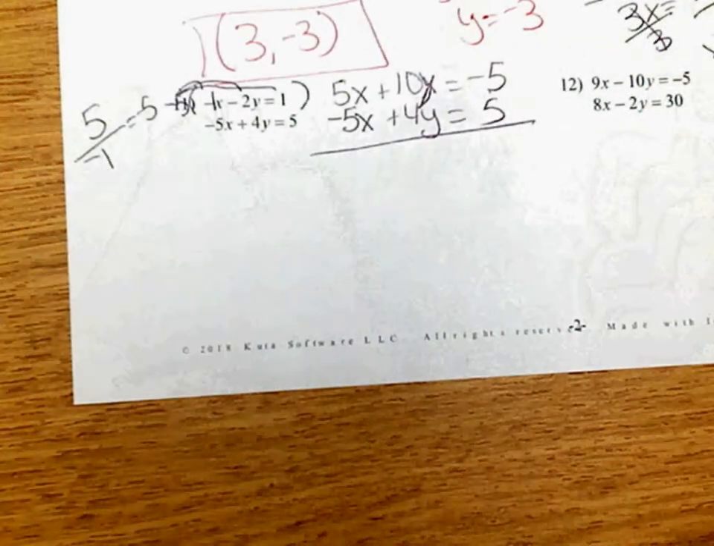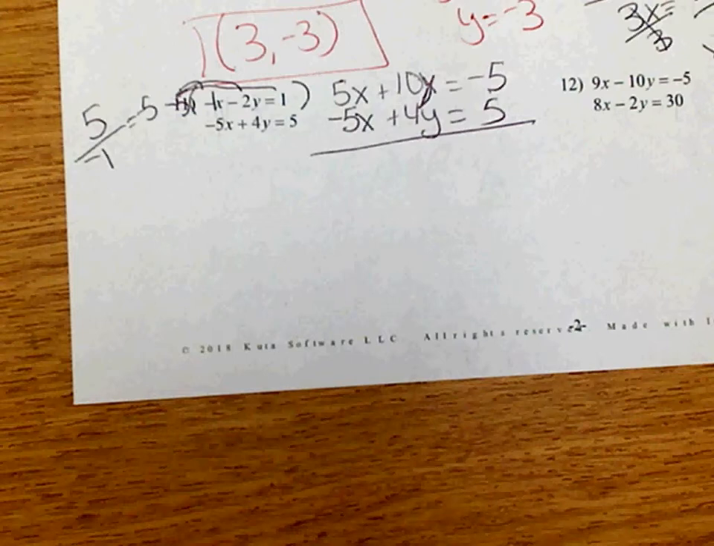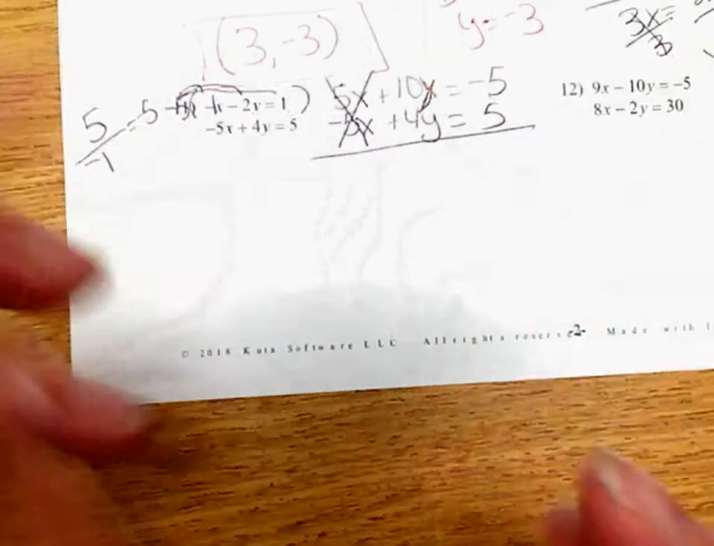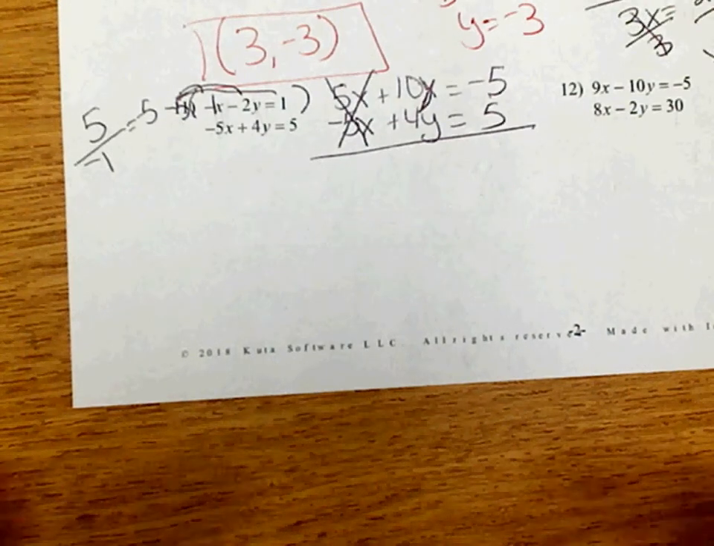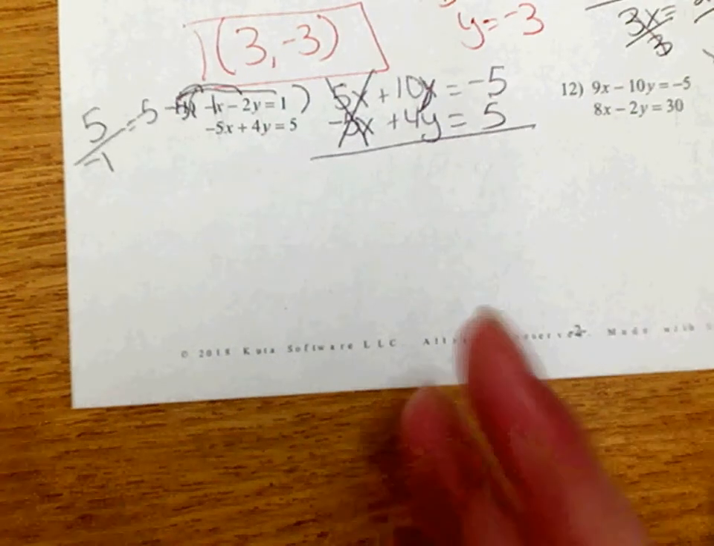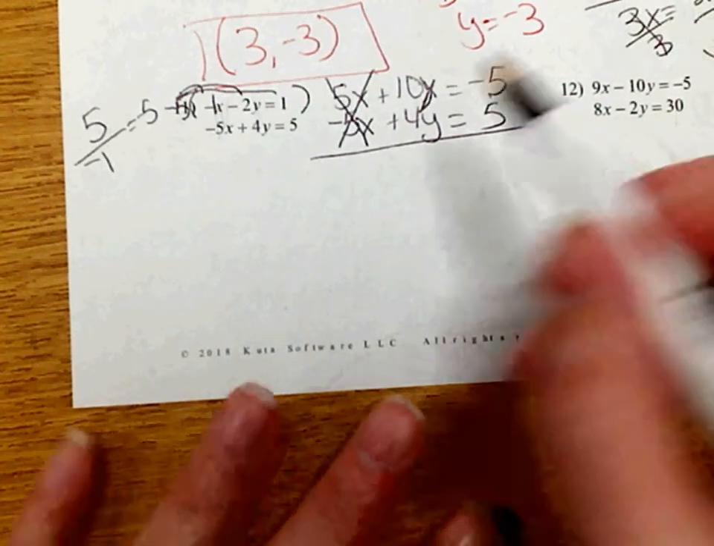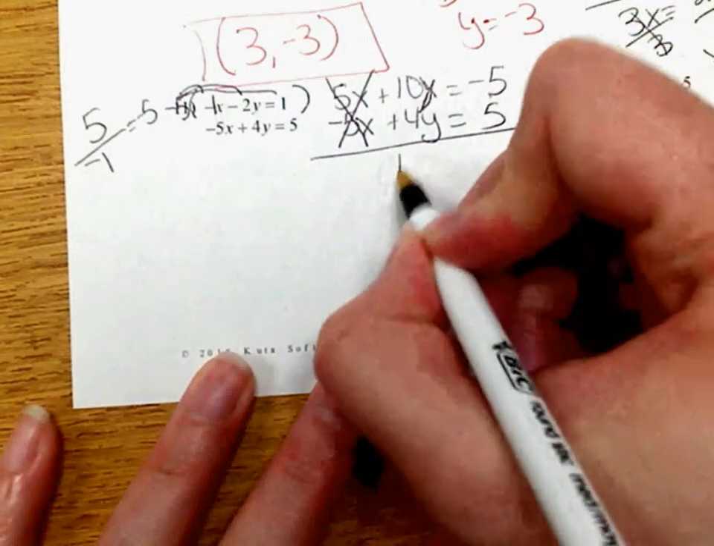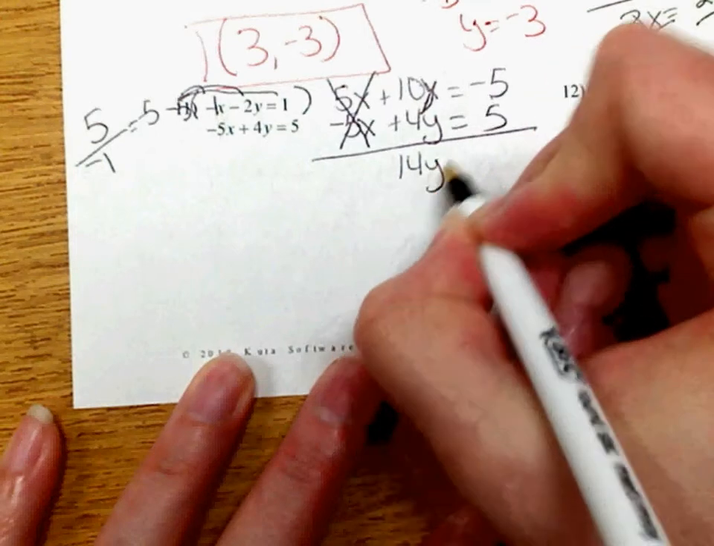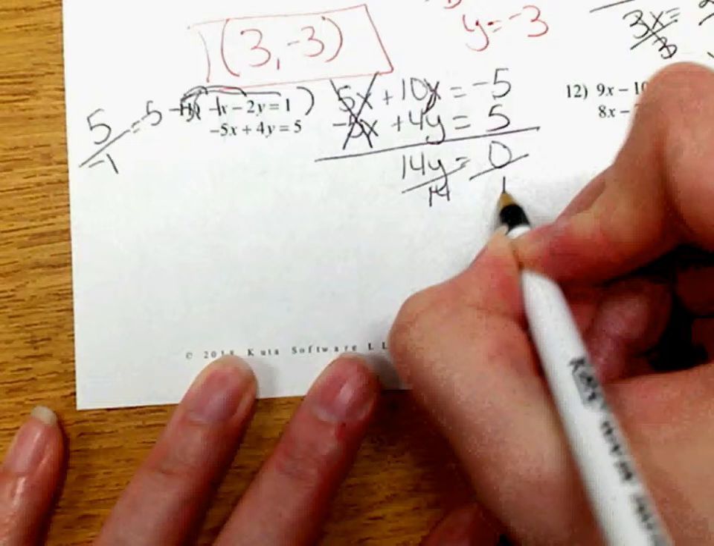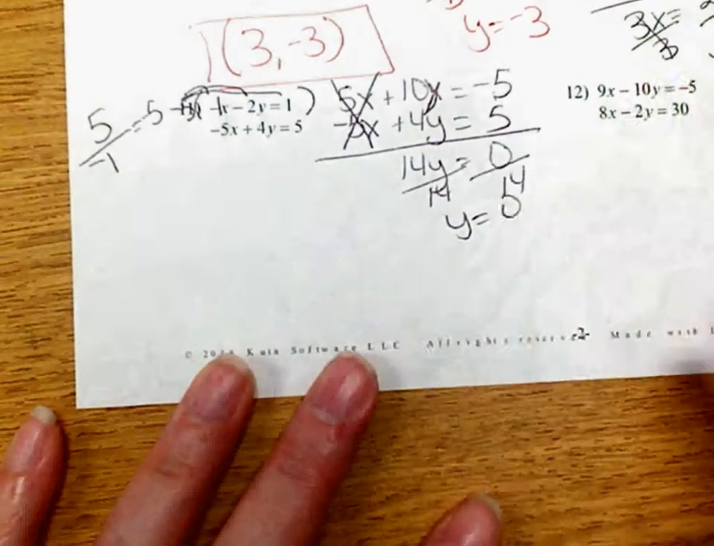So now something should cross off. If something doesn't cross off, we did something wrong. But look right here, this does cross off, so we know we multiplied by the right thing. If it doesn't work right for you, just go and try to figure out something else to multiply by. You just multiplied by the wrong thing. So 10y plus 4y is 14y, and -5 plus 5 is 0. Divide both sides by 14, and you get y equals 0.